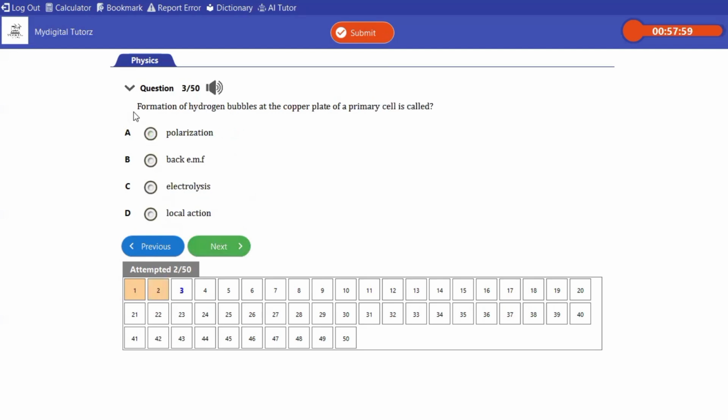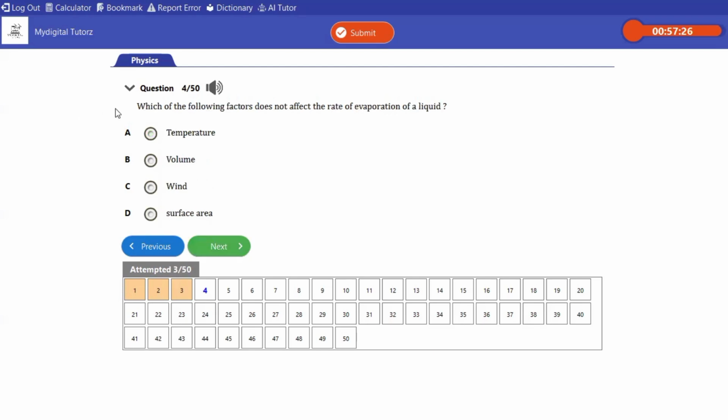So question 3, formation of hydrogen bubbles at the copper plate of a primary cell is called A, polarization, B, back EMF, C, electrolysis, D, local action. The two defects of primary cells are polarization and local action. Polarization is as a result of hydrogen formation at the copper plate, while local action is as a result of impure zinc use, right? So the correct answer here is option A, which is polarization.